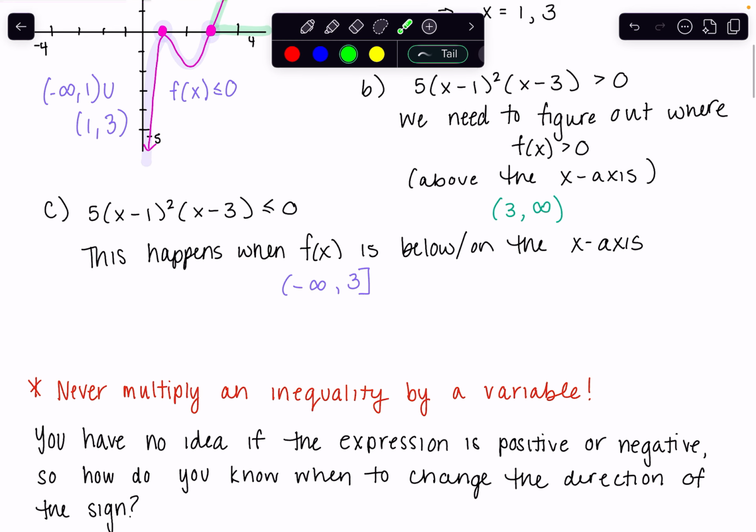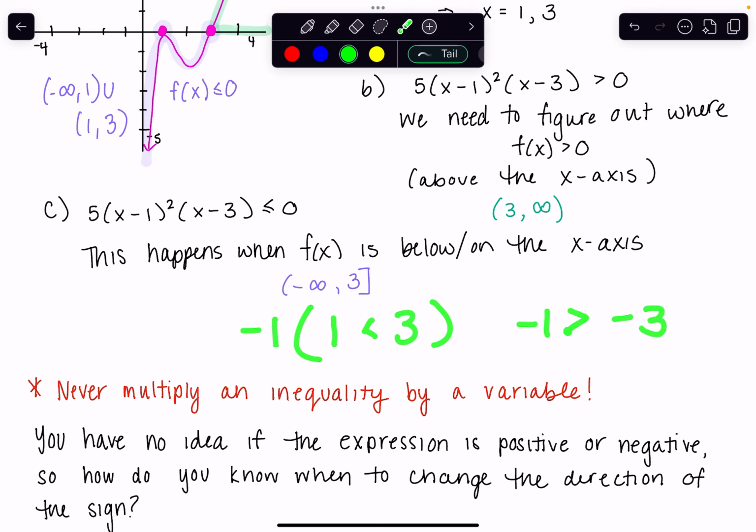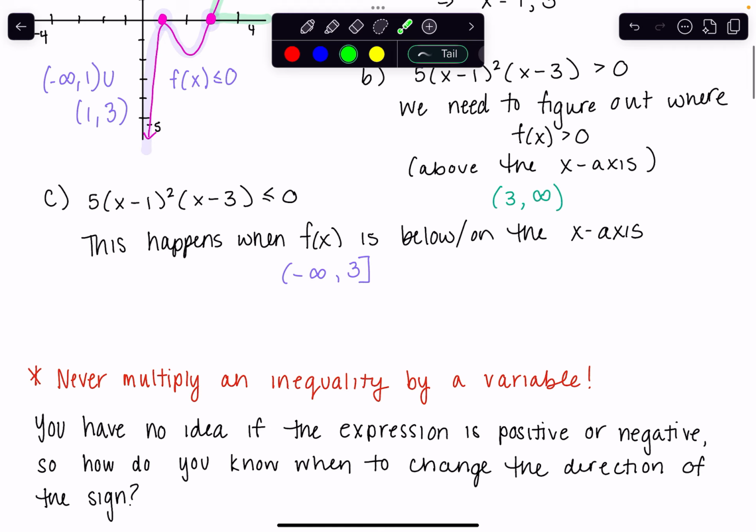The problem with doing this is, if you think of 1 is less than 3, that's a true statement. If you multiply this by -1, you would get -1 and -3. The inequality sign has to flip to make it a true statement. When you're working with a variable, you have no idea if the variable is positive or negative because it's an unknown value of x. So in that case, when do you change the direction of the sign? You don't know when it's positive and when it's negative. It makes it really messy. So you never, ever, ever want to multiply an inequality by a variable.